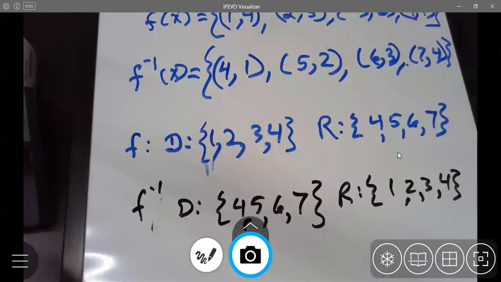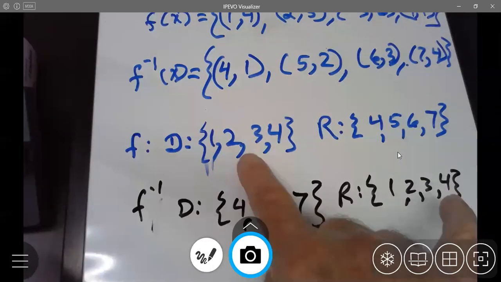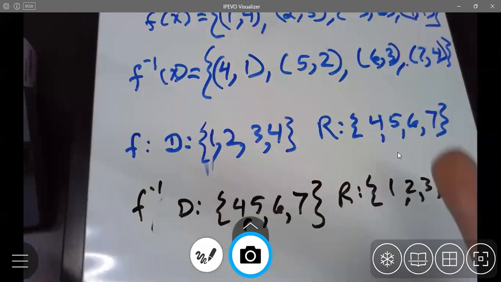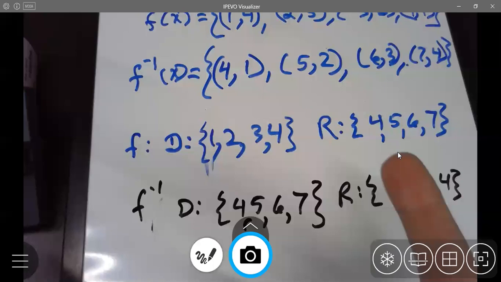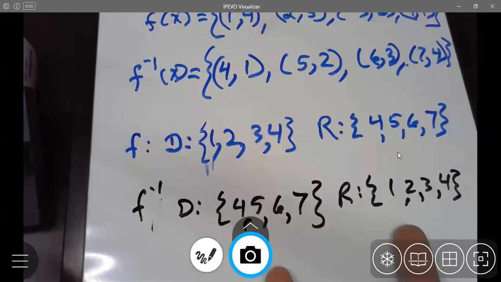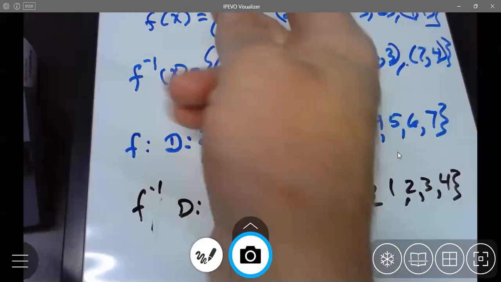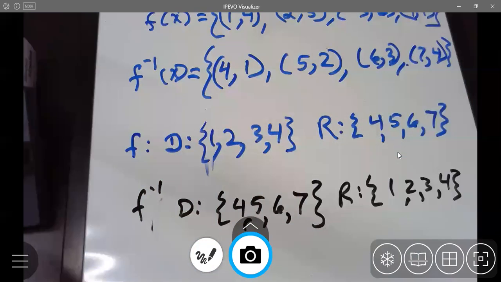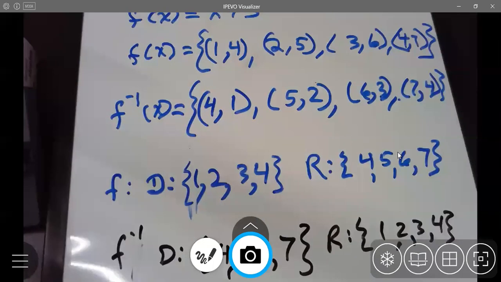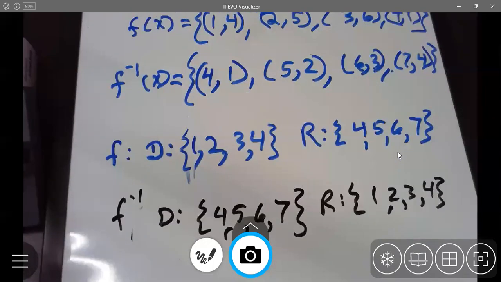So what was the domain in the function is now the range in the inverse, and what was the range in the function is now the domain. So the domain and range switched, just like the coordinates. All the coordinates switched. Well, the domain and range switch too. Well, that kind of makes sense. If you switch the coordinates, then domain and range are going to switch as well.